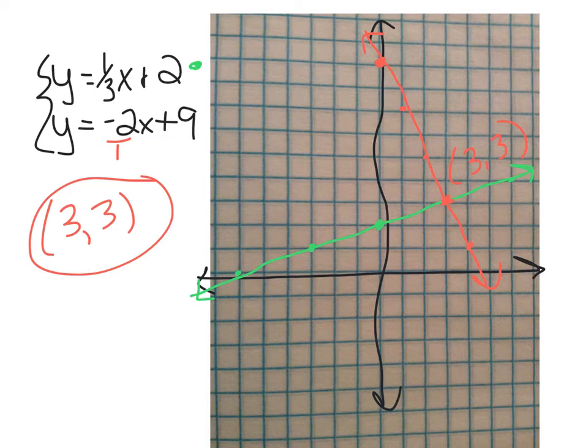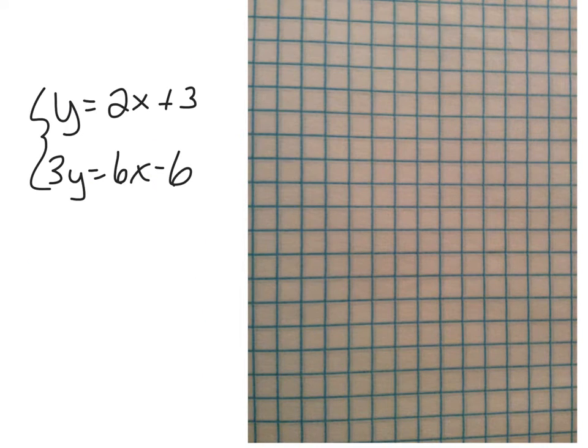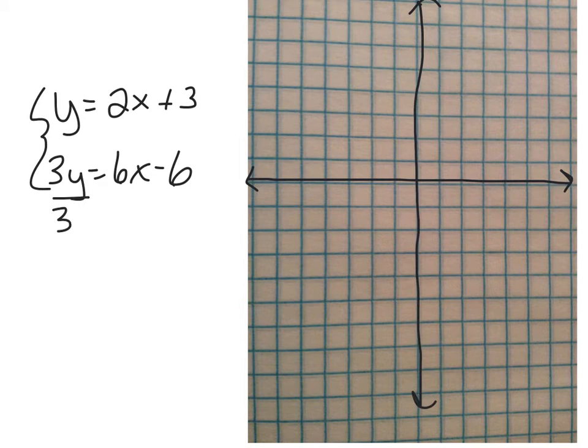Okay, so we're going to try this again. If we look at these two equations, you can see the first one is already written in slope-intercept form. The second one is not. So before I graph these, I need to take that second equation and change it to slope-intercept form. That'll make it a little bit easier to graph. So we're going to divide all of this by 3, and that's going to make this y equals 2x minus 2.